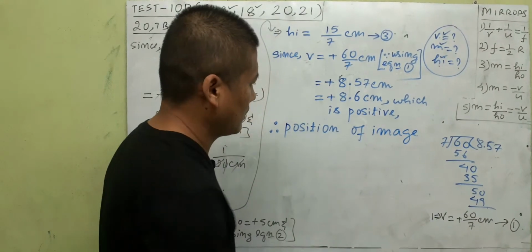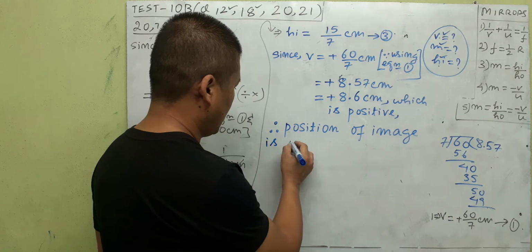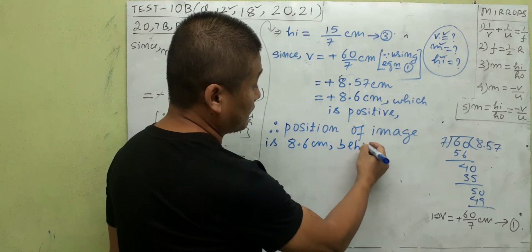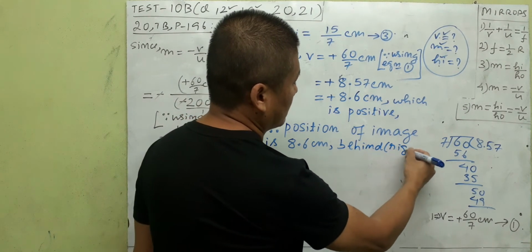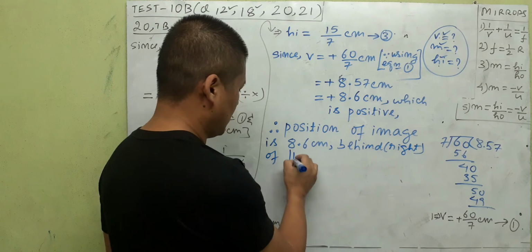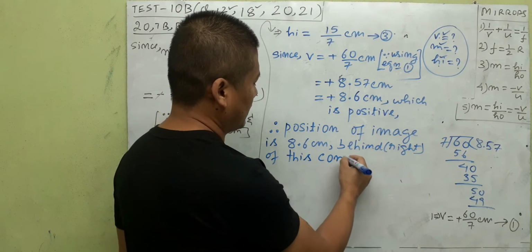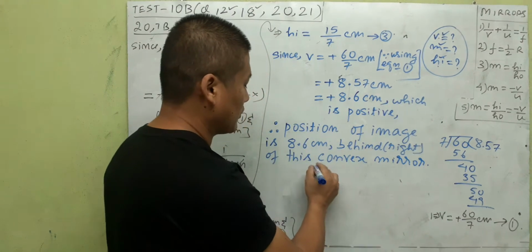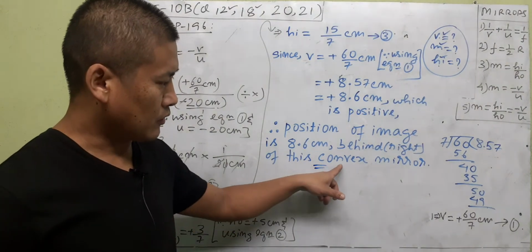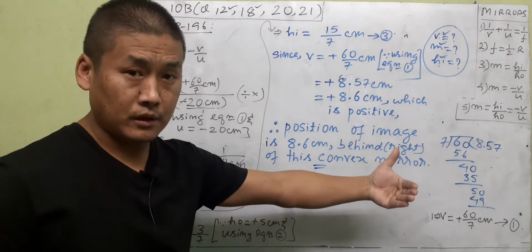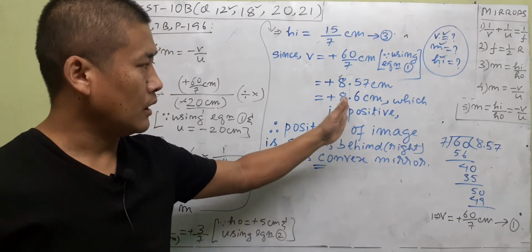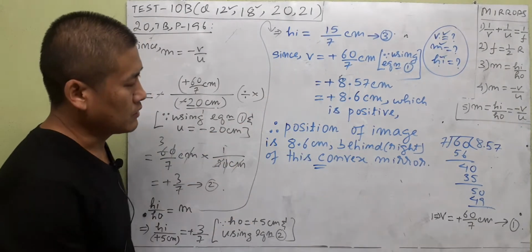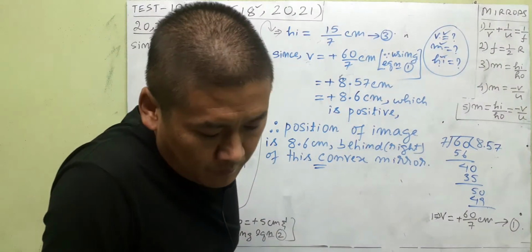Okay, position of image is approximately 8.6 centimeter. Plus means, as we know from the sign convention, behind or on the right side of this convex mirror, because we know this is a convex mirror. This must be correct because the only image that a convex mirror forms is virtual, right behind the mirror, never in front. So if you are getting V equal to minus, it's wrong, because for a convex mirror you can never get V in front. Okay, so this is the first answer, the position, then nature, right?